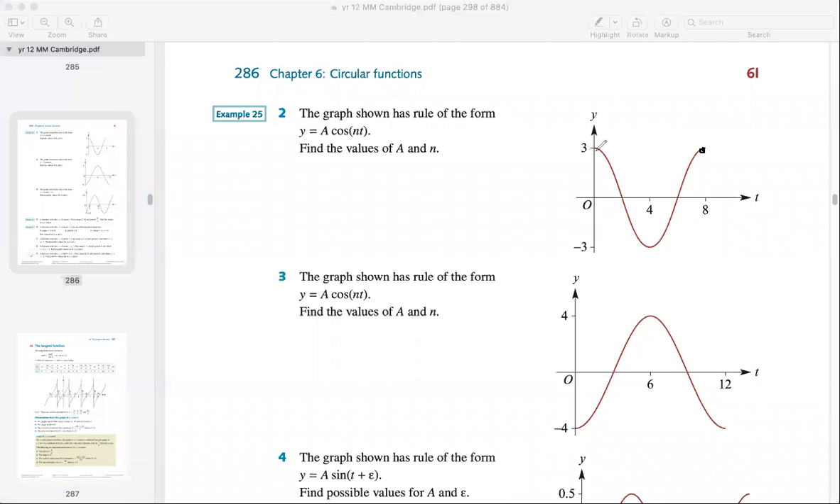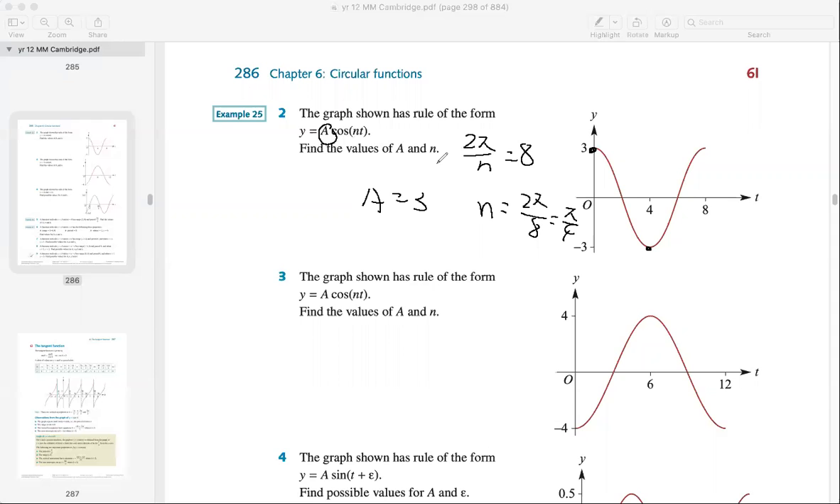First, for this from here until here, I know it's the whole period. So 2 pi over n will give me 8. So my n will be 2 pi over 8, so it will be pi on 4. Okay. And again, my a value is the maximum, the lower is the minimum. So my a would be 3.